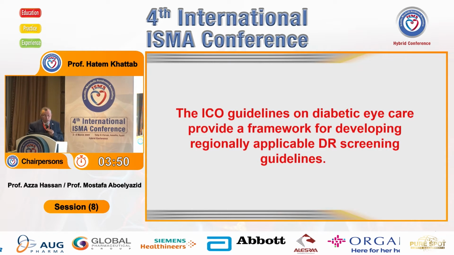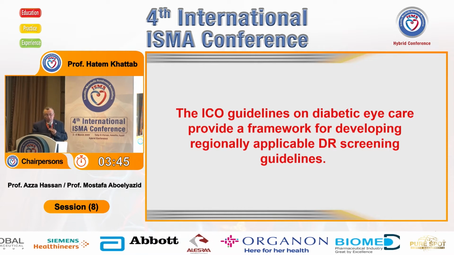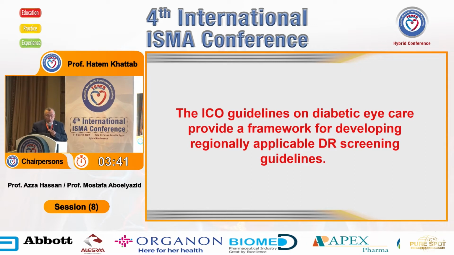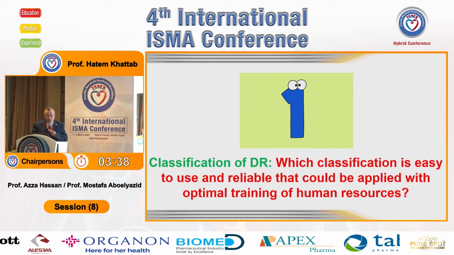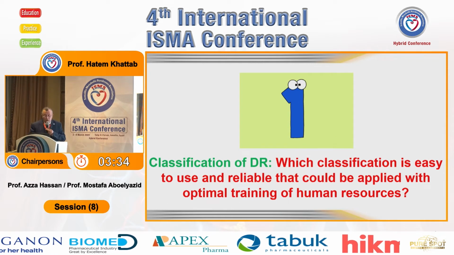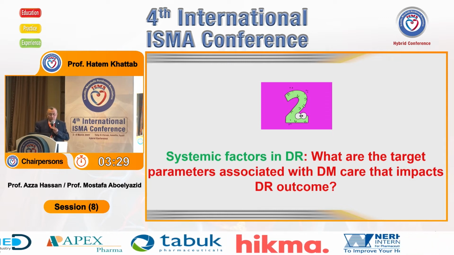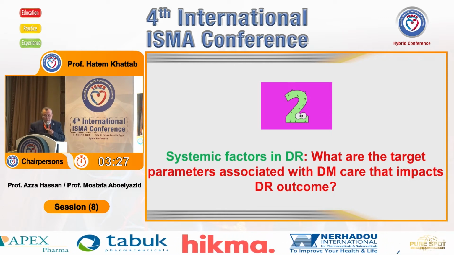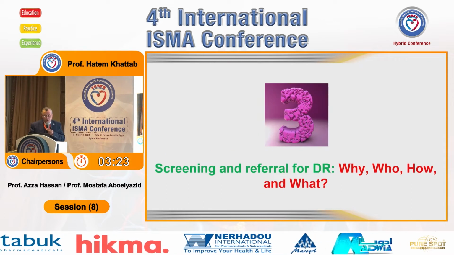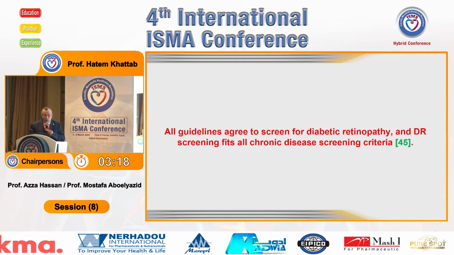Regarding the screening we need in ophthalmology, the International Council of Ophthalmology provides a framework for developing regionally applicable diabetic retinopathy screening guidelines. First, we should specify a specific classification of diabetic retinopathy. Second, we should address the systemic factors and address the target parameters associated with diabetic retinopathy. Third, screening and referral: why, who, how, and what.